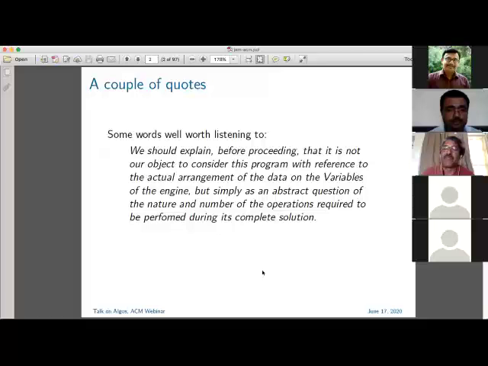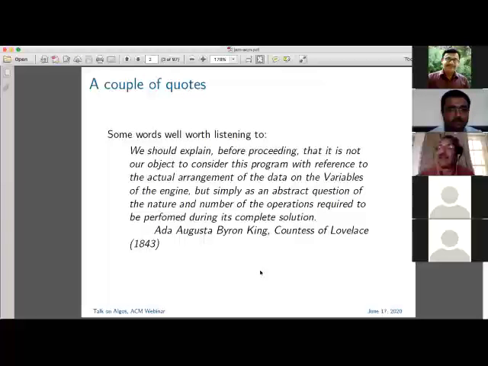Okay. This is actually Ada Augusta Byron King, Countess of Lovelace. She was the world's first programmer. And this is the year she's writing. Look at the year, it's 1823. Long before computers, long before electronics, and so on. And she was talking about programming Babbage's difference engine.